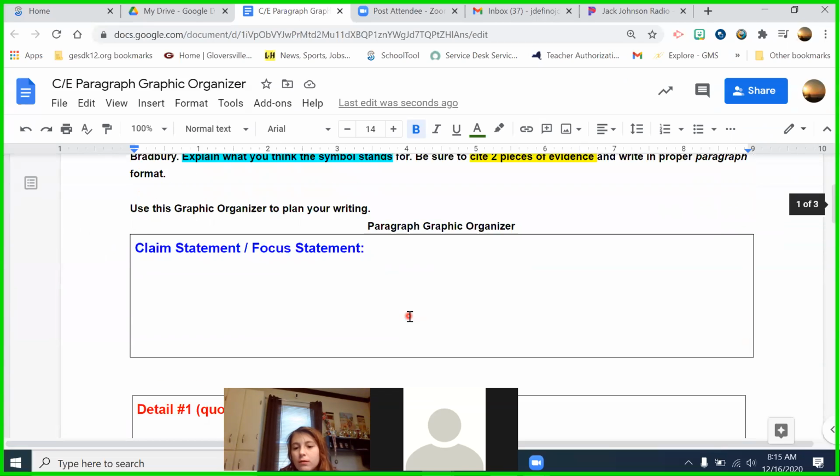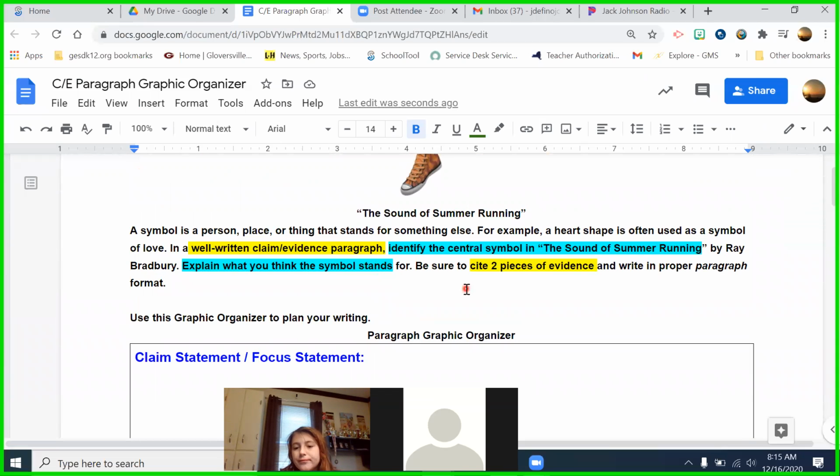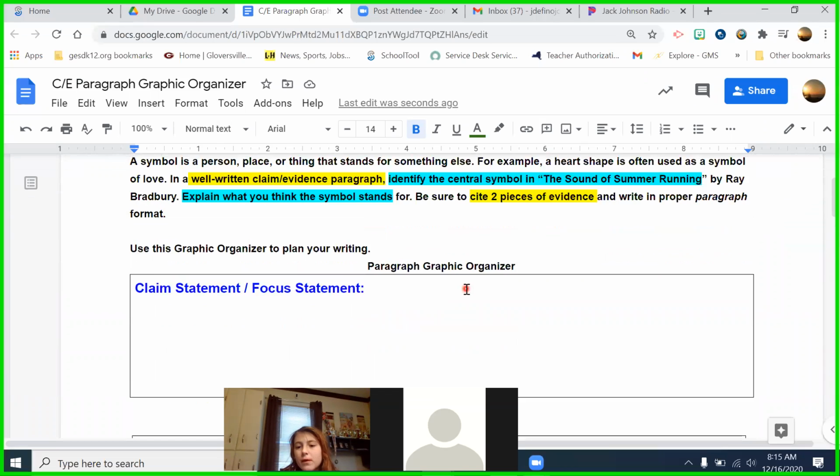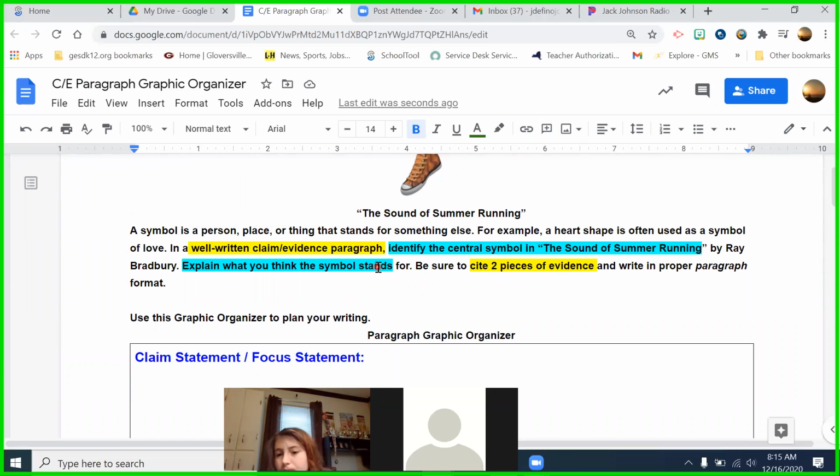So since we had such a hard time figuring out what it is we had to do in this, let's take the words in the question or in the task, identify the central symbol in The Sound of Summer Running by Ray Bradbury. Explain what you think the symbol stands for. And let's figure out how we're going to answer this question. So what is the central symbol in the story, Carl? The tennis shoes or the sneakers, right? Okay. What do they stand for?